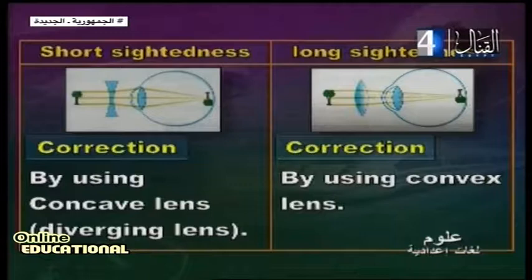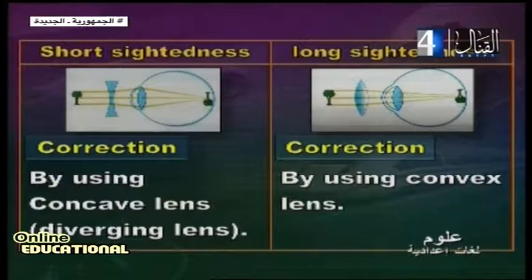We have two cases in vision defects, short-sightedness and long-sightedness. In short-sightedness, the person can see near objects clearly, but far objects are not clear. In long-sightedness, the person can see far objects clearly, but near objects are not clear or are distorted.